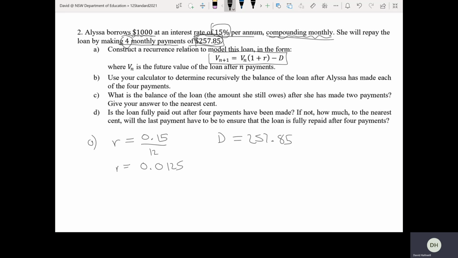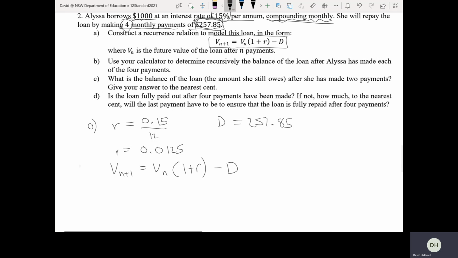All right, let's write down the rule. V sub n plus 1 equals Vn times (1 plus R) minus D. Note, it's a minus D because it is a loan question. The previous question was an investment question, which was plusing D. Okay, if it's a loan type question or a withdrawal type question, you minus D at the back.